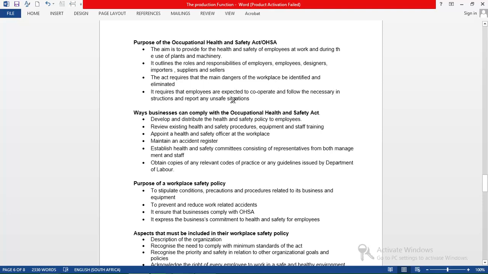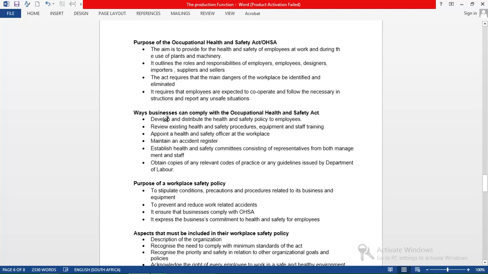It also requires that employees are expected to cooperate and follow instructions, right? So employees also, in terms of this law, are supposed to cooperate with the business, as well as follow instructions that they're given by the business, and they're supposed also to report any situations that are not safe, so that those situations can be dealt with properly and in time before they actually get themselves into danger.